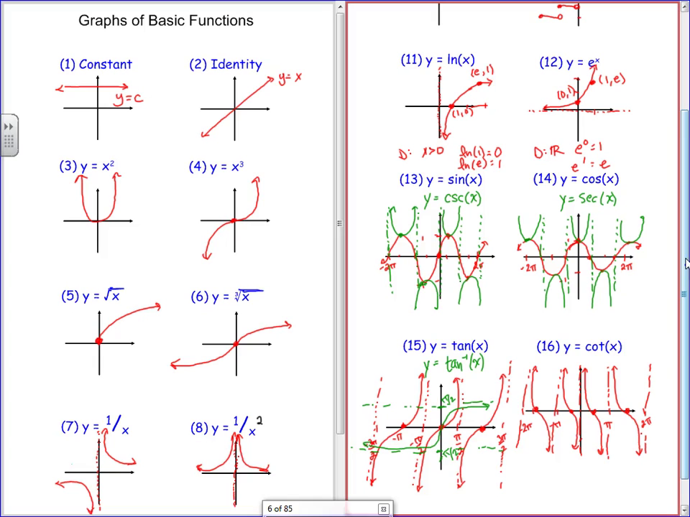Got him. So, how many graphs? 16. Actually, 18. Why? 16. Actually 19. 16, 17, 18, 19. But 16 total.